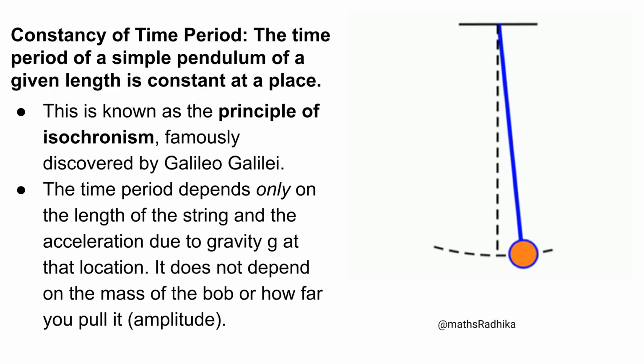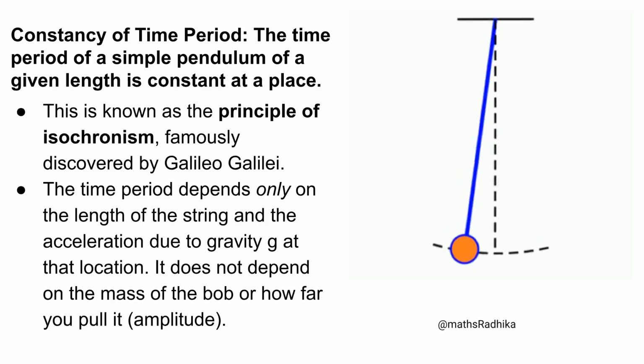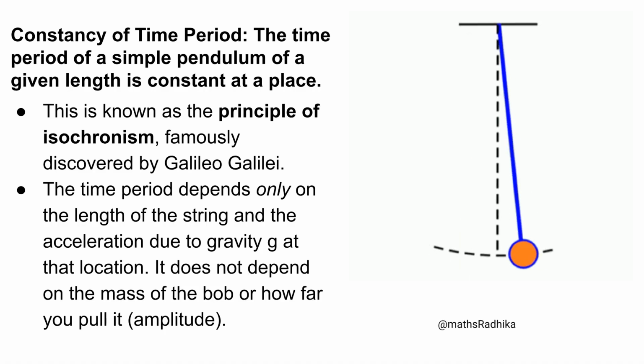Constancy of time period. The time period of a simple pendulum of a given length is constant at a place. This is known as the principle of isochronism, famously discovered by Galileo Galilei.